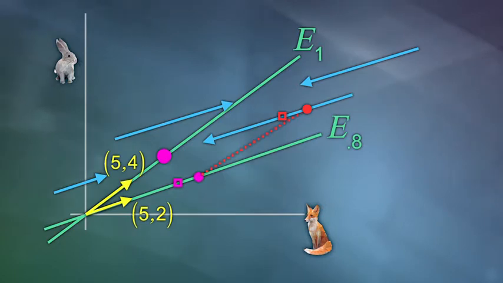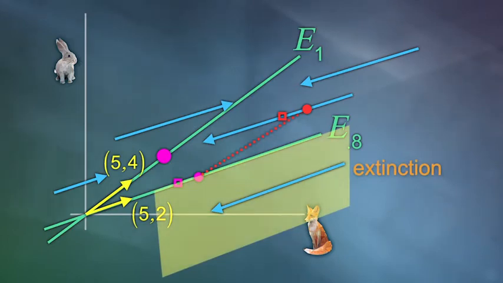On the other hand, if the component of the initial population vector in the 5, 4 direction is negative, the population vector will converge to a point on the E1 eigenspace below the x-axis. The model breaks down there because populations can't be negative, but what we observe, if we follow this path below the 0.8 eigenspace, is that rabbits will go extinct first. And this happens in this shaded region. Who knows what happens to foxes after that?